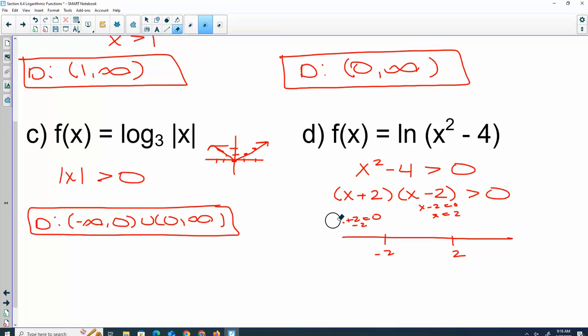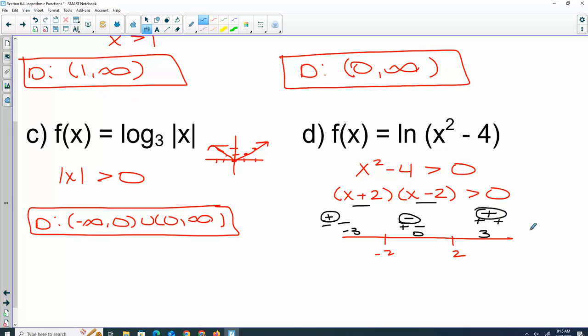Do you guys remember picking test points from here? So we would do things smaller than negative 2, so maybe a negative 3. In between them, so maybe a 0, bigger than 2, maybe a 3. And we're just plugging them in to see if we get a positive or a negative. So if I put in negative 3, negative 3 plus 2 is negative, negative 3 minus 2 is negative. If you multiply two negatives, you get positive. Put in 0, 0 plus 2 is positive, 0 minus 2 is negative. Positive times a negative is negative. Put in 3, 3 plus 2 is positive, 3 minus 2 is positive. Two positives make a positive.